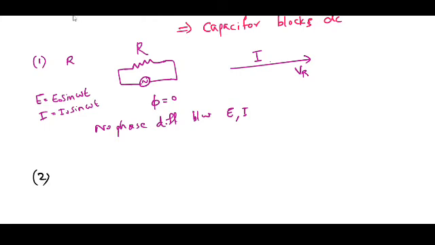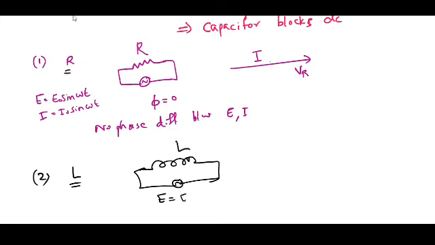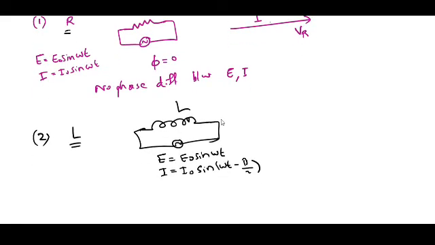In the second case, the pure inductance circuit, we had an inductor and the applied AC voltage. The voltage was E0 sin omega t and the current we obtained was I0 sin omega t minus pi by 2. Here we understood that the voltage leads the current by an angle pi by 2.